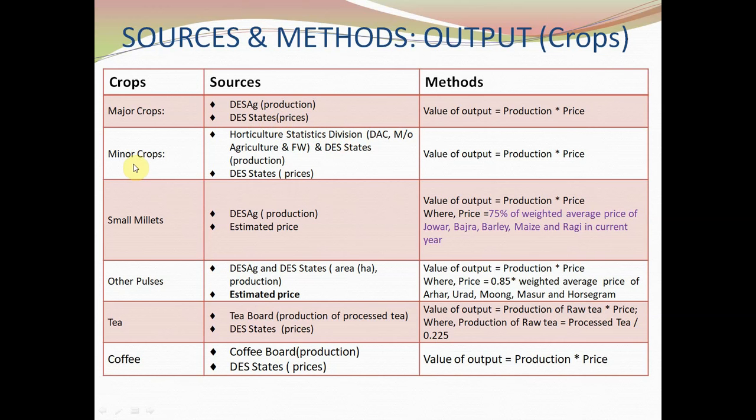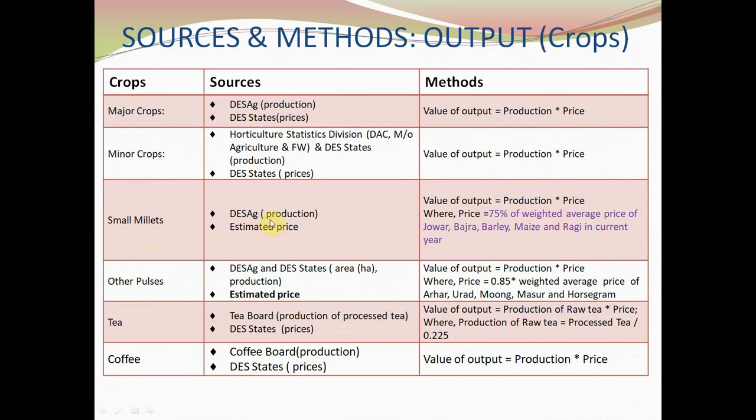And for minor crops, production data is taken from Horticulture Statistics Division, Department of Agriculture and Cooperation, Ministry of Agriculture and Farmers Welfare, and from different DES of states. And prices are taken from DES itself. Value of output is calculated by the same method using production into price.